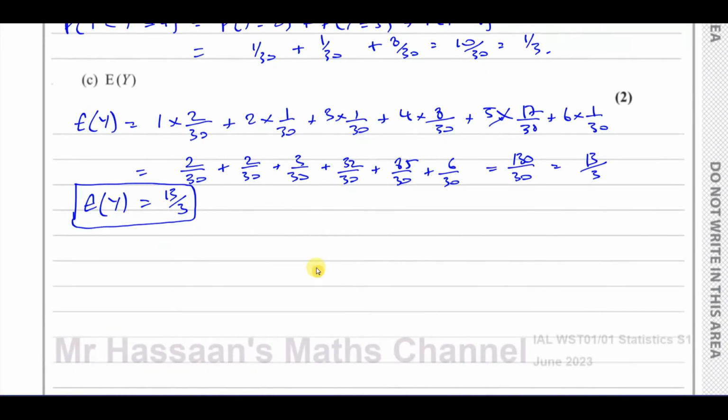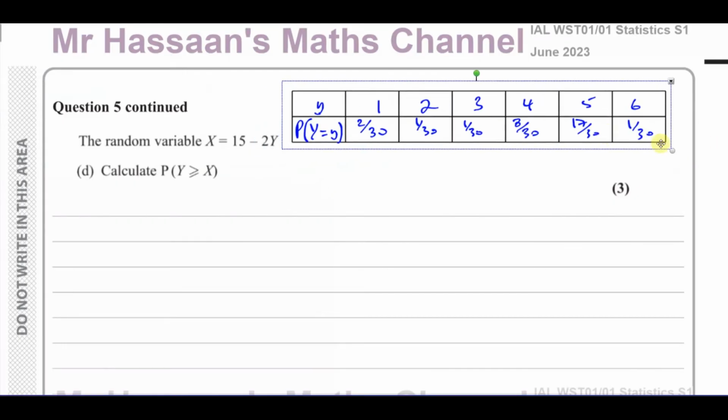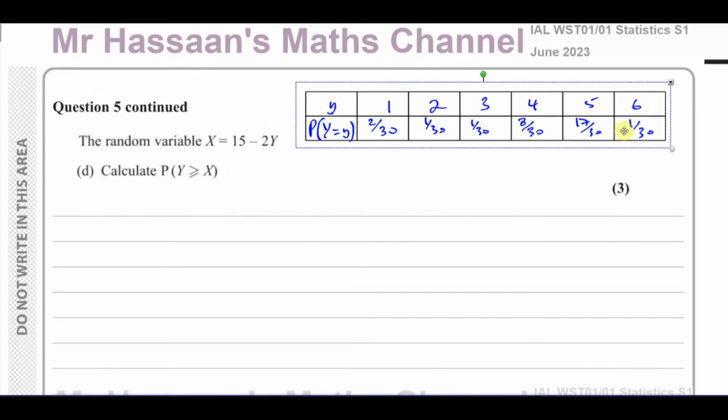I think that's done quite quickly there. So that's the expected value of y. Now we're going to go on to the next question. We might need it. I'm pretty sure we will need it. The next part says the random variable x, a different random variable, is equal to 15 minus 2y. Calculate the probability that y is greater than or equal to x.